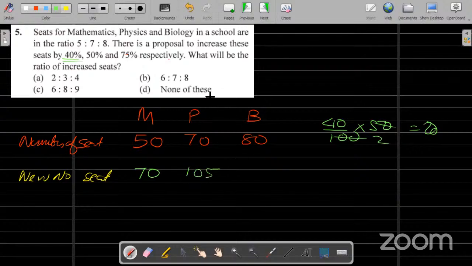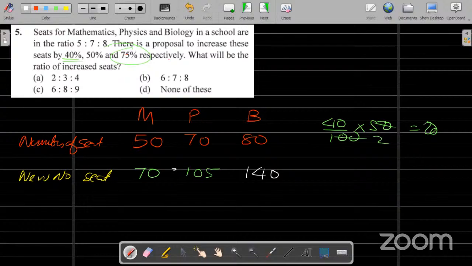And biology seats increase by 75%. We know 75% of any number will be 3/4 of the number. So 3/4 of 80 is 60. So 80 plus 60, 140.